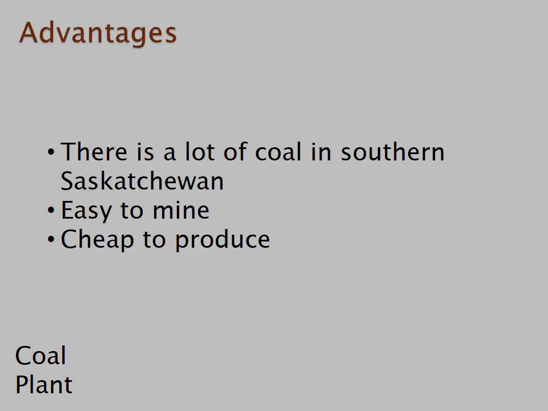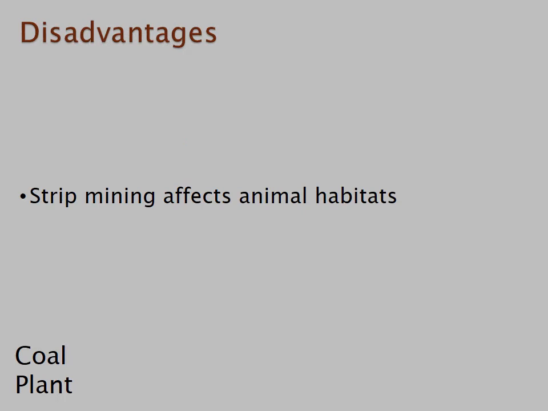Advantages: there is a lot of coal in southern Saskatchewan. It's easy to mine and it's cheap to produce. Disadvantages: strip mining affects animal habitats, and that's something you've probably noticed if you've ever driven to Minot, because as soon as you pass Estevan, you can see where they have been strip mining.